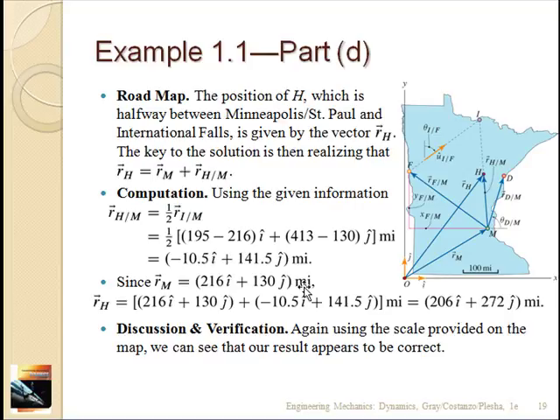RM can just be written down from the locations of M. Okay, and so then we can get RH, which is what we're after, by summing RM and this relative vector RH/M. So we just add the components here, and we end up with 206i plus 272j, which is the xy components. X is 206, y is 272 for this vector right here.